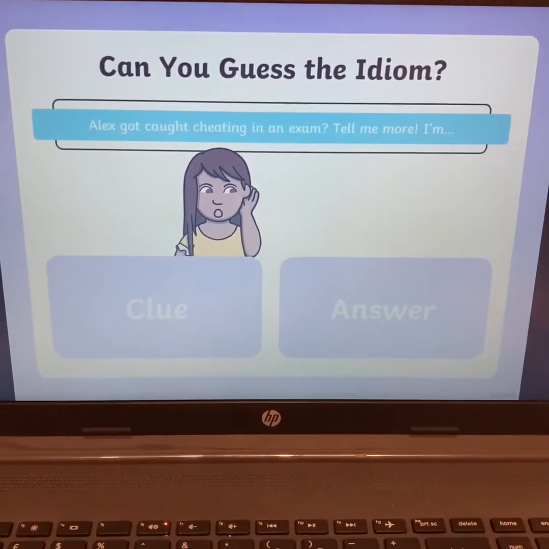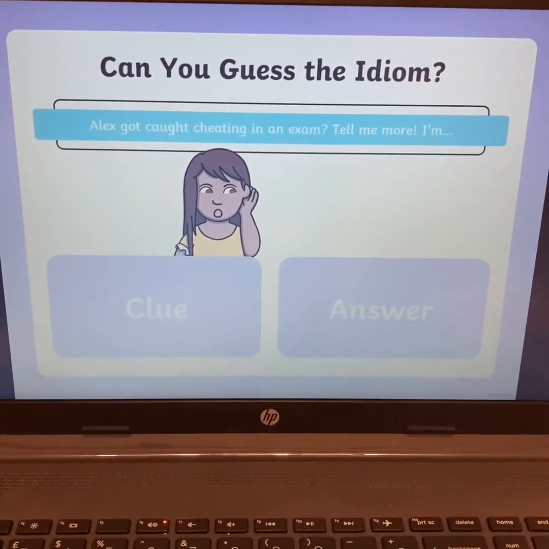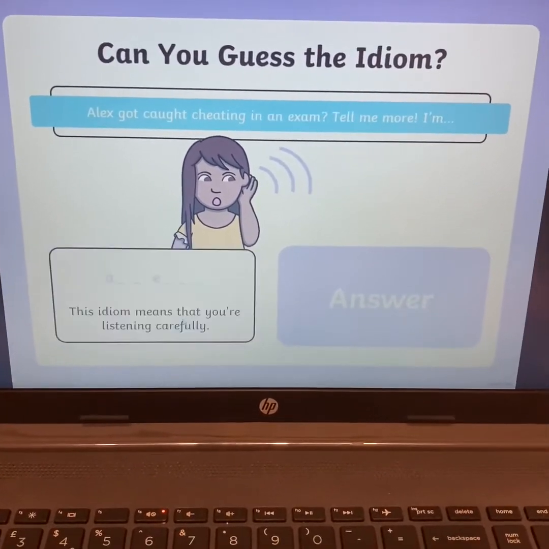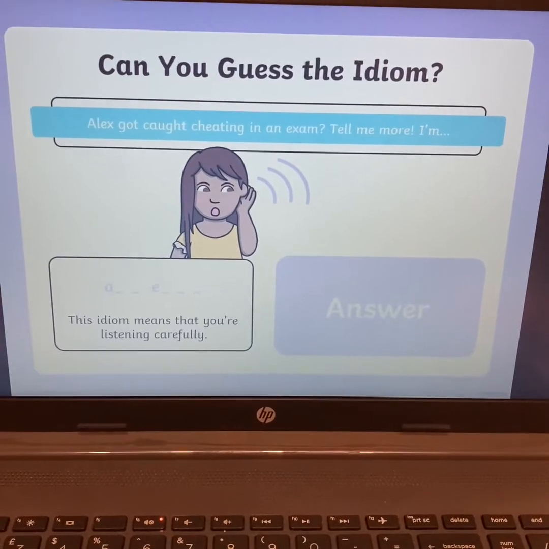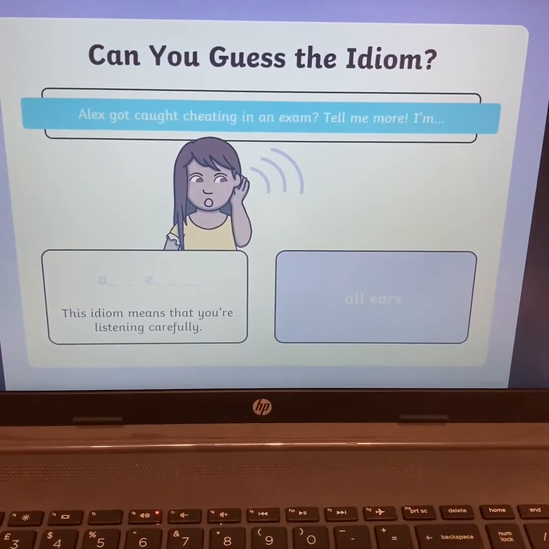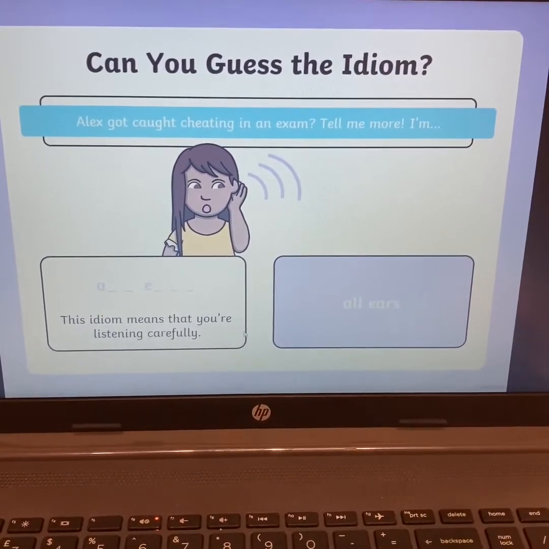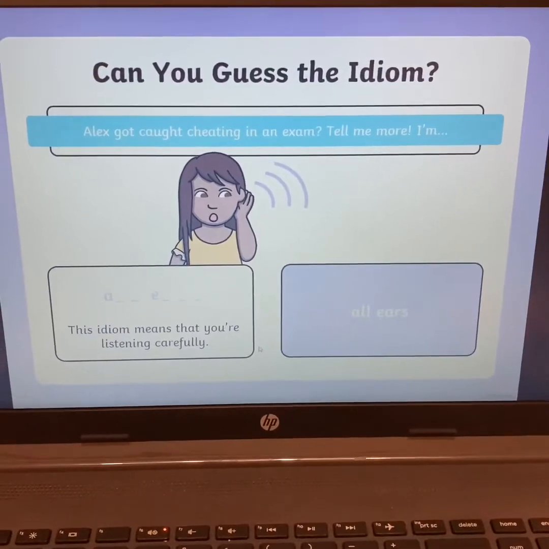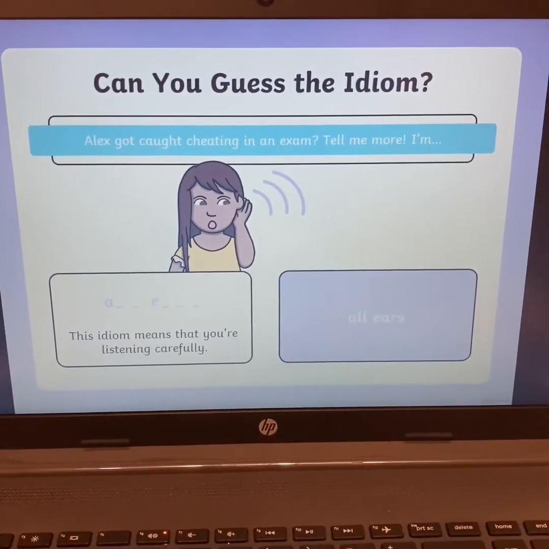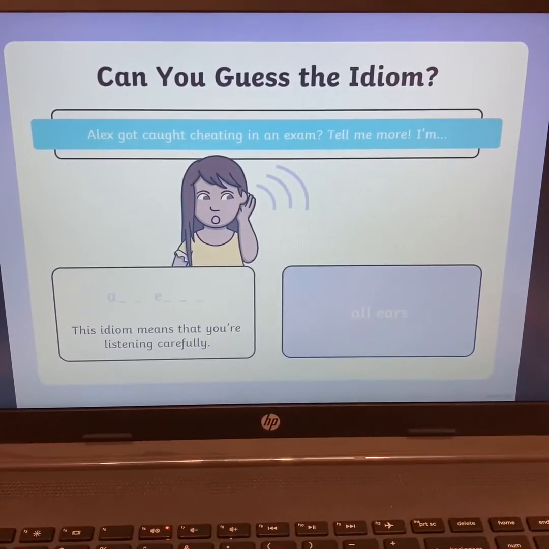Next one. Alex got caught cheating in an exam. Tell me more. I'm all ears. So the idiom all ears means you are listening carefully. Okay, write that one down into your book. So you might say something like, right soon, Mum, I'm all ears to hear about Dad's experiments.